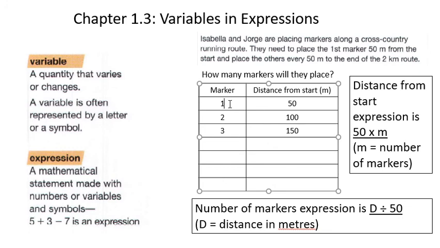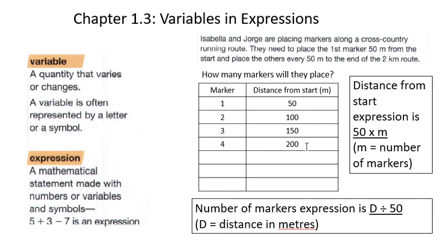Marker number 1, that's 1 marker flag. So our m is 1. 50 times 1 is 50. That works. Let's try for 2 marker flags. Where would the second marker flag go? 50 times 2 is 100. That works as well. Let's try the third one. 3 marker flags. So m equals 3. 50 times 3 is 150. That works. Let's use our expression now for 4 marker flags. So 50 times 4 is 200. That's what we think it is, and it also works with our recursive.